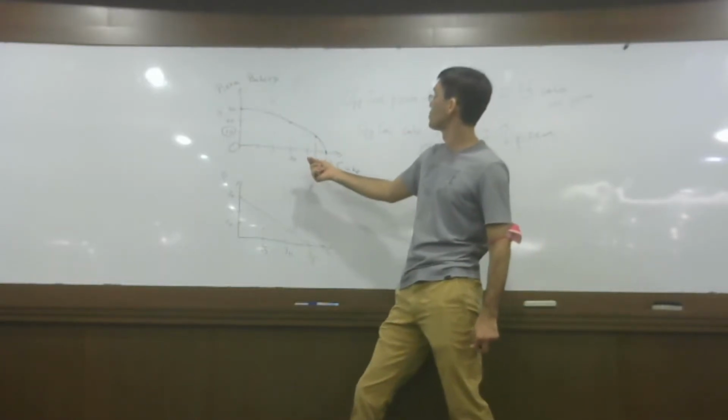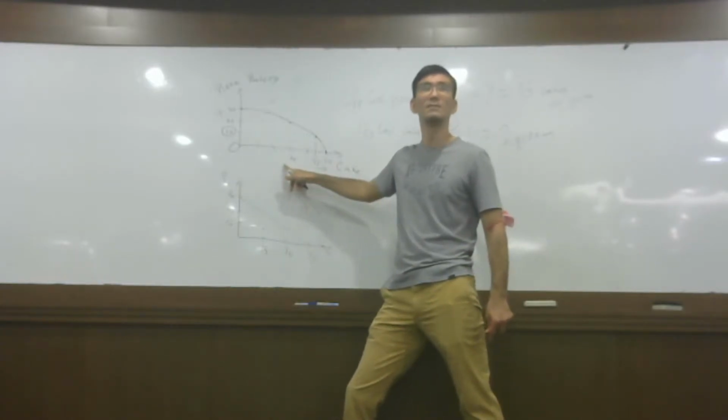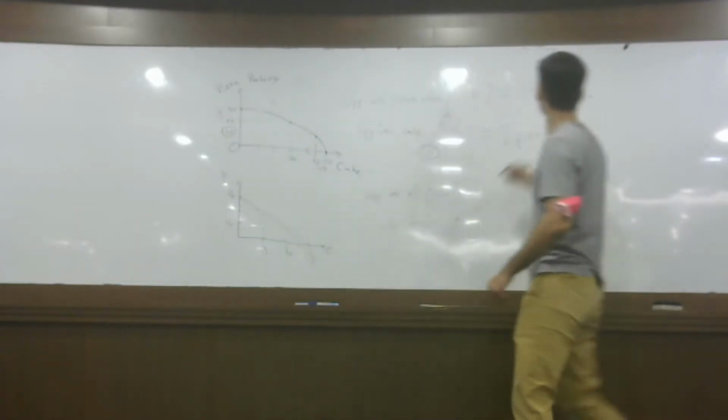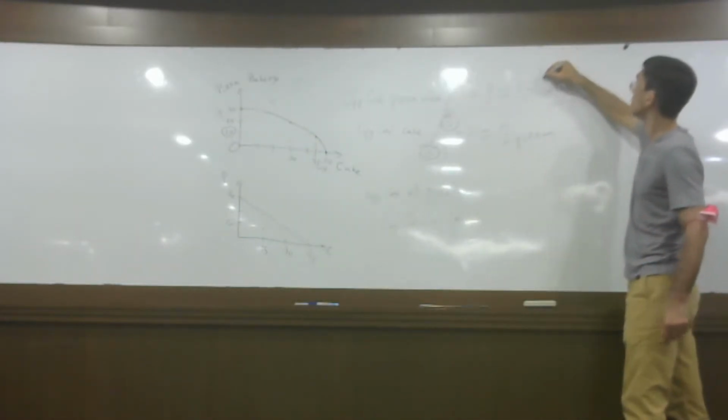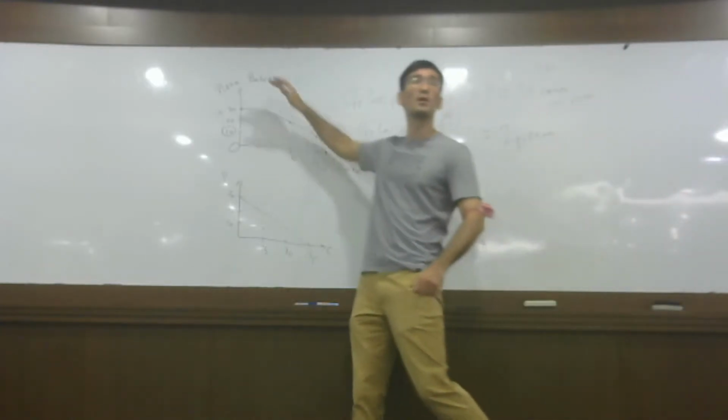I'm going to lose 30 cakes for the last 10 pizzas, right? So each pizza is going to cost me 3 cakes, right? So the answer changes depending on the range because the slope changes.